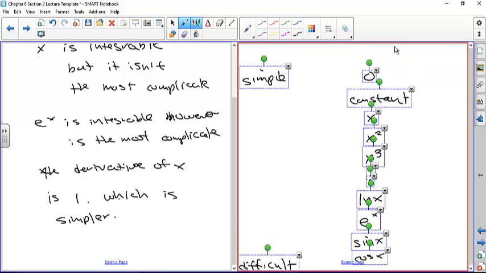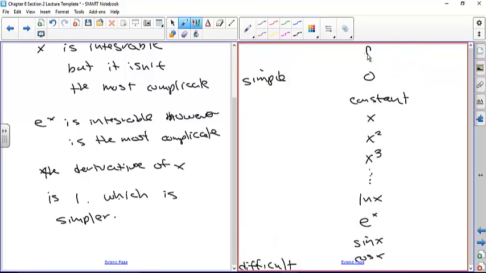Another thing about simpleness: this is f of x, and this is f prime of x. The derivative of 0 is 0. The derivative of a constant is 0. The derivative of x is 1. The derivative of x squared is 2x, and so forth. The derivative of the natural log of x is 1 over x. So you go from this being a rational function to this being a transcendental function. So it's becoming simpler.